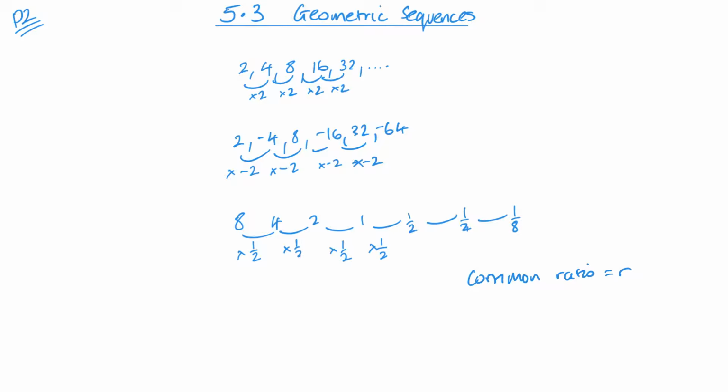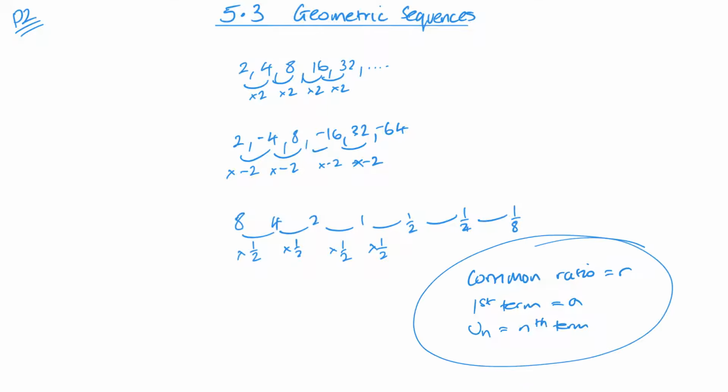Now remember from last time, the first term is the letter A. That hasn't changed. So these are the two things that we're going to be looking at, and then Un is obviously your nth term. We're going to use these to create our formula for our geometric sequence.